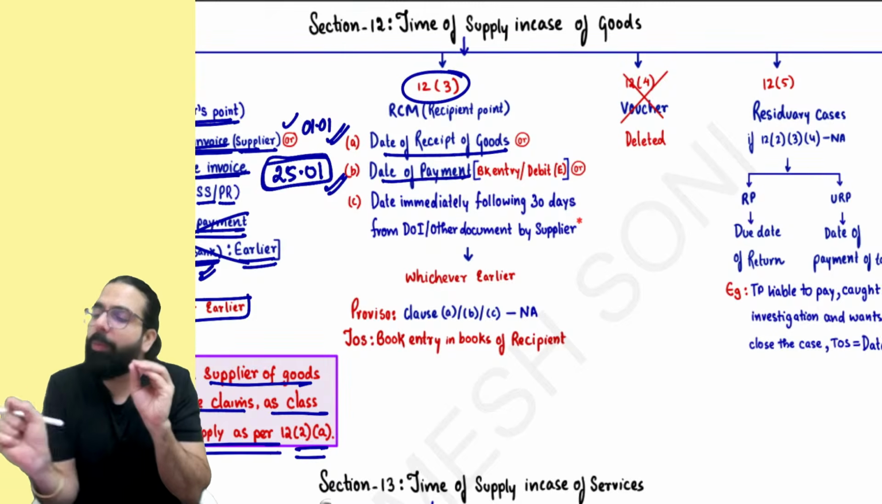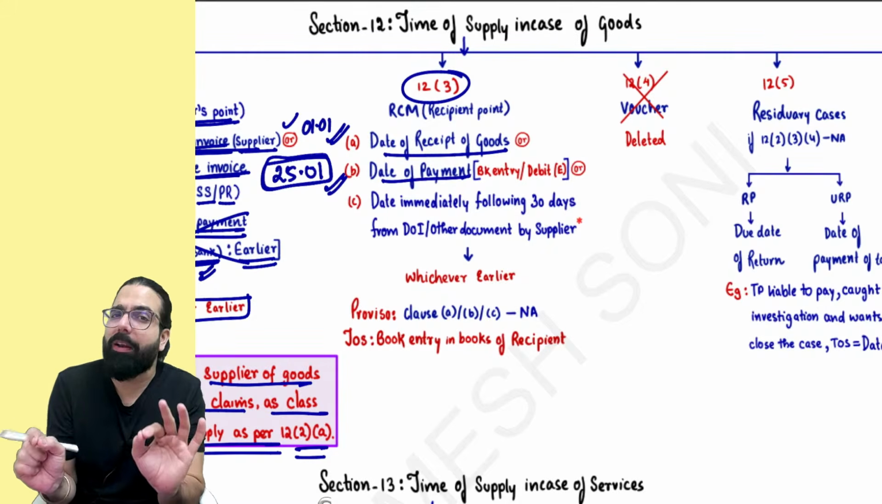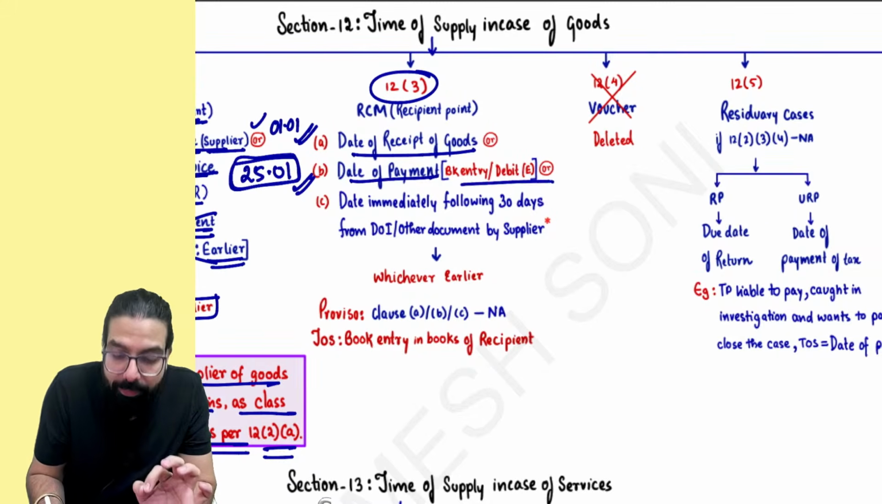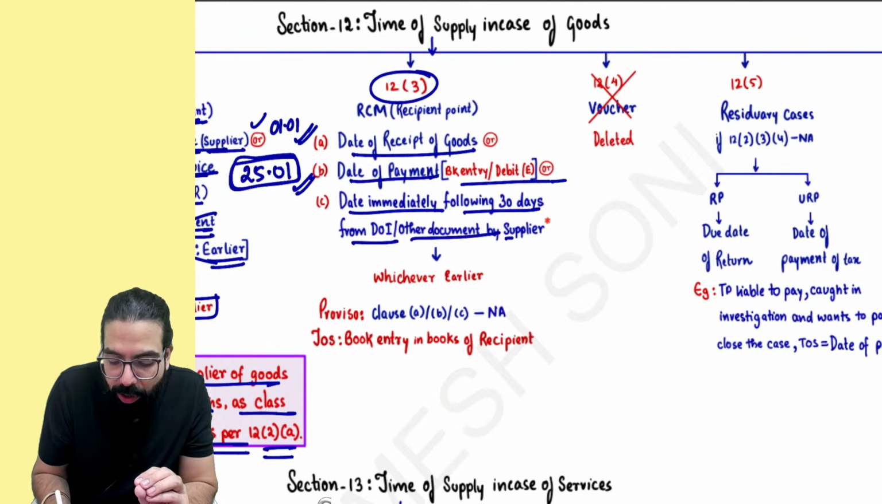When you make the payment, you make a book entry in your books of accounts also, and from your bank account the money gets debited because you made the payment. So whichever is earlier: the bank account money getting debited, or the date immediately following 30 days from the date of invoice or other document by the supplier.